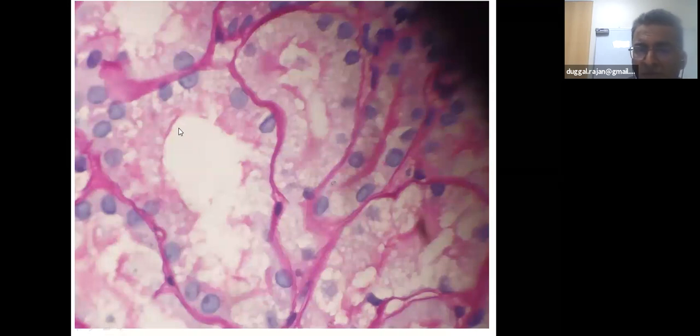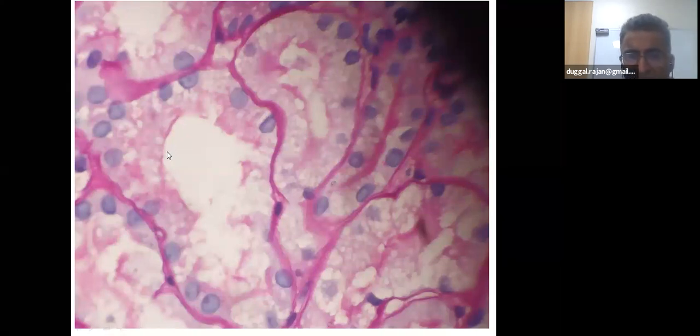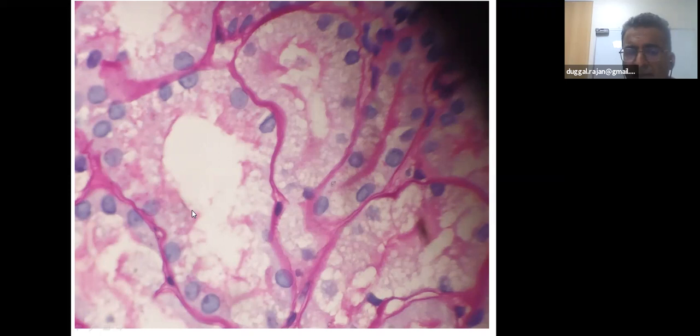This is the PAS stain. So I just want to highlight that the tubular brush border is well seen in a PAS stain. So this is under oil immersion, and suddenly you can see this border, this brush border. This is disrupted in this area. So that means there is a tubular injury. This patient had some rise in serum creatinine also, which was like 1.6. So there was some tubular injury.